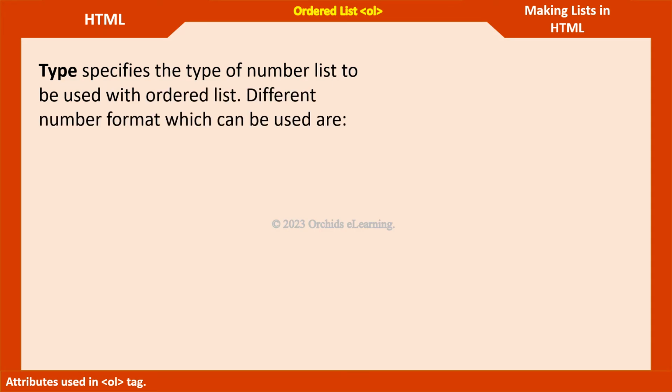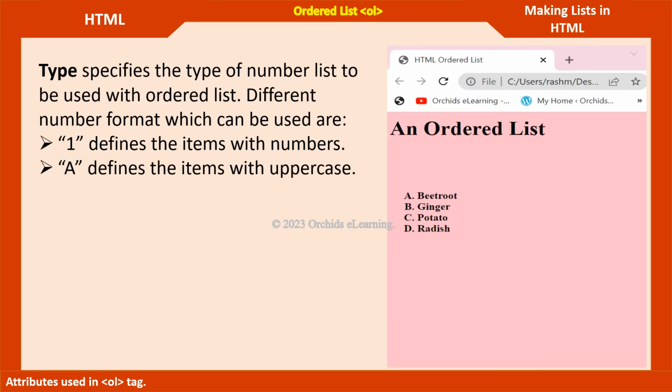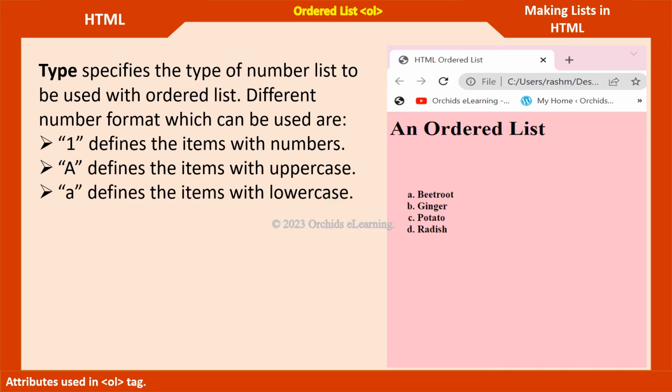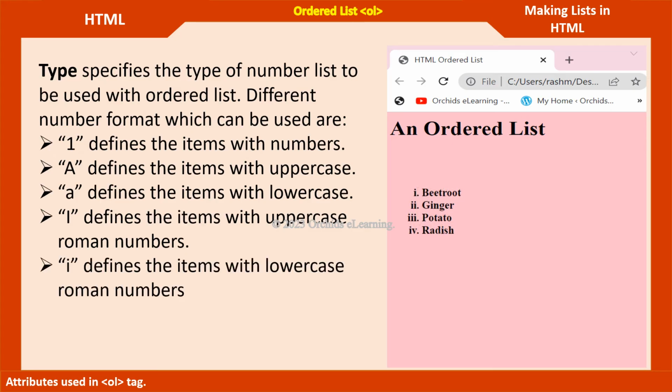Different number formats which can be used are: 1 defines the items with numbers. Capital A defines the items with uppercase letters. Small a defines the items with lowercase letters. Capital I defines the items with uppercase Roman numbers. Small i defines the items with lowercase Roman numbers.